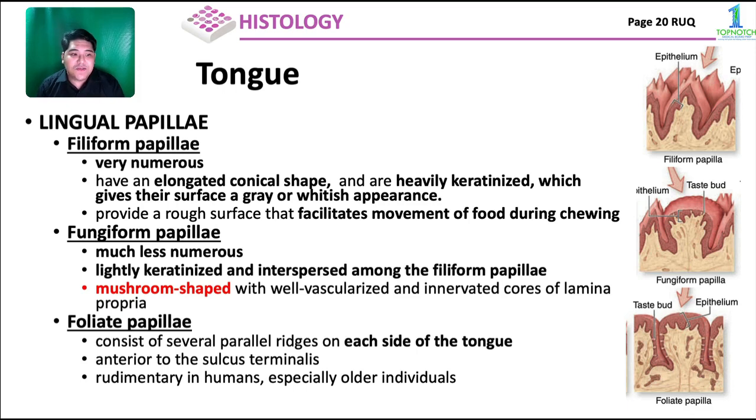So in that sense, you know that the rough surface of this filiform papilla aids in the movement of food during chewing. Ngayon pa lang, sasabihin ko na sa inyo, ang filiform papilla ay walang taste buds. Ang meron lang is your fungiform and your foliate papilla. Fungiform, mushroom shape siya, no? Makukuha naman natin siya sa name, fungiform. And then your foliate papilla, it's in the side of the tongue and rudimentary in humans, especially in older individuals.